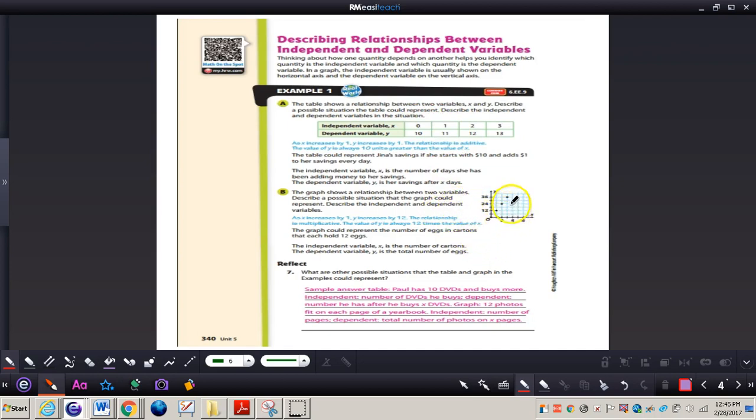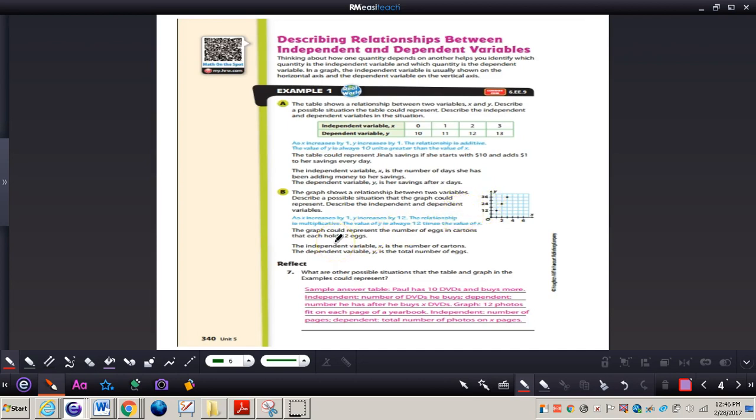We can see all these different points on the graph. And just a real world example, you could say the graph could represent the number of eggs in cartons that each hold 12 eggs. The independent variable is x, the number of cartons. The dependent variable is y, the total number of eggs. So as x increases, y increases as well. As x goes to 1, y goes to 12. x goes to 2, y goes to 24. You can see as the x increases, the dependent variable will increase as well.